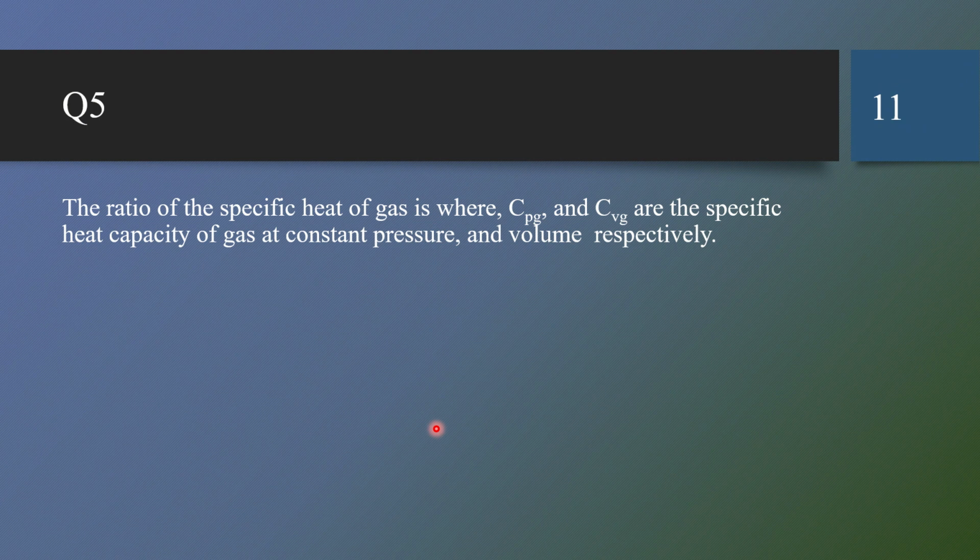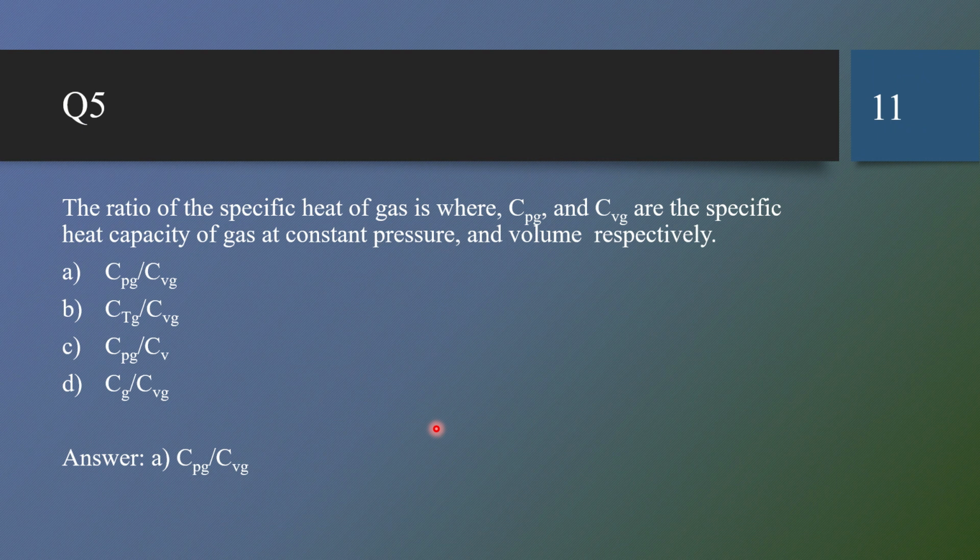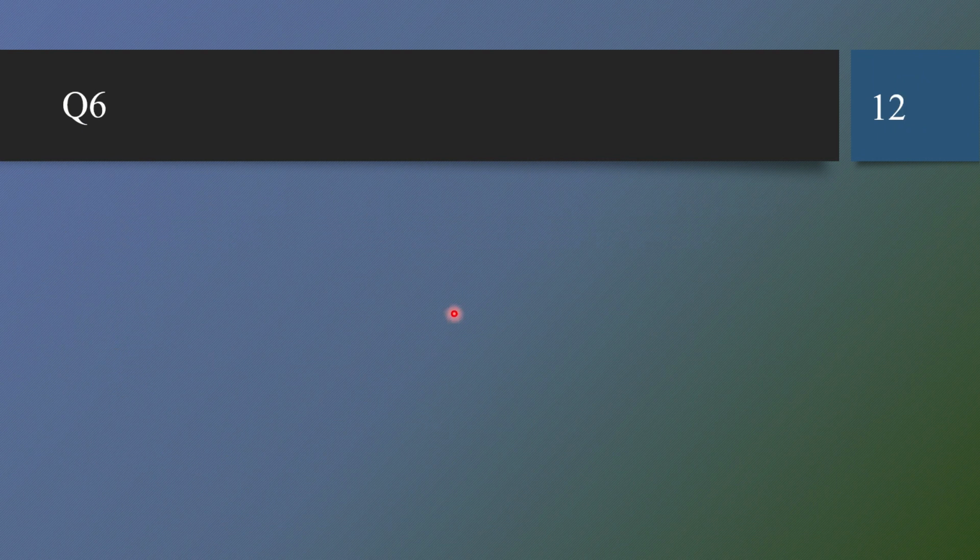We'll see what the options given are: Cpg by Cvg, Ctg by Cvg, Cpg by Cv, Cg by Cvg. So basically the first one is Cpg by Cvg. For a gas at constant pressure it is Cp, and at constant volume it is Cv. So Cp by Cv gives us the ratio of specific heat of gas. The answer to this question is option A, Cpg by Cvg. We will now move on to question 6.